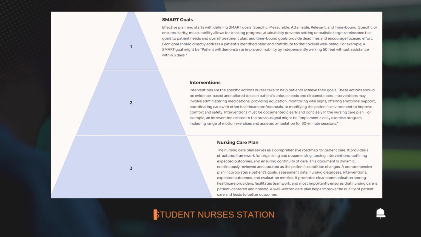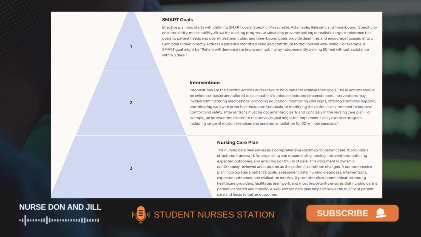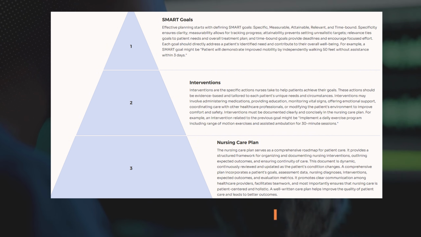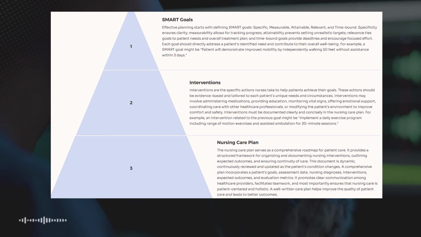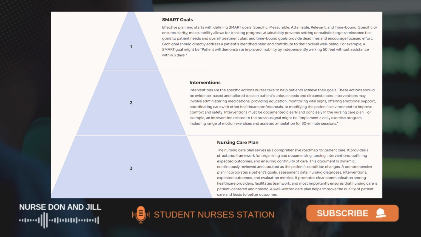And those goals we set, they need to be SMART goals. Oh, yes, SMART goals. Specific, measurable, attainable, relevant, and time-bound. We want those goals to be clear, concrete, and achievable within a specific time frame. So instead of just saying, we want the patient to feel better, we'd say something like, the patient will ambulate 10 feet with the assistance of one person by the end of the shift. Perfect example. Now that's a SMART goal. It tells us exactly what we're aiming for, how we'll measure success, and when we expect to see results.